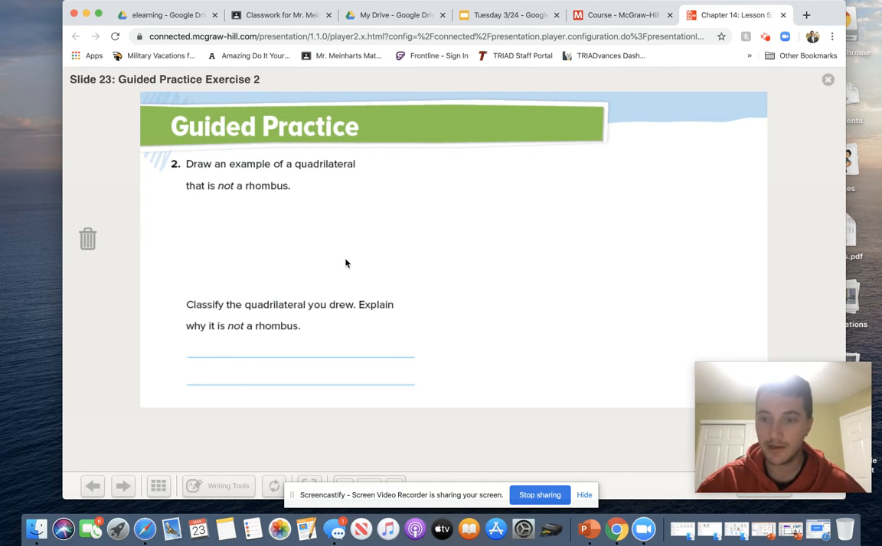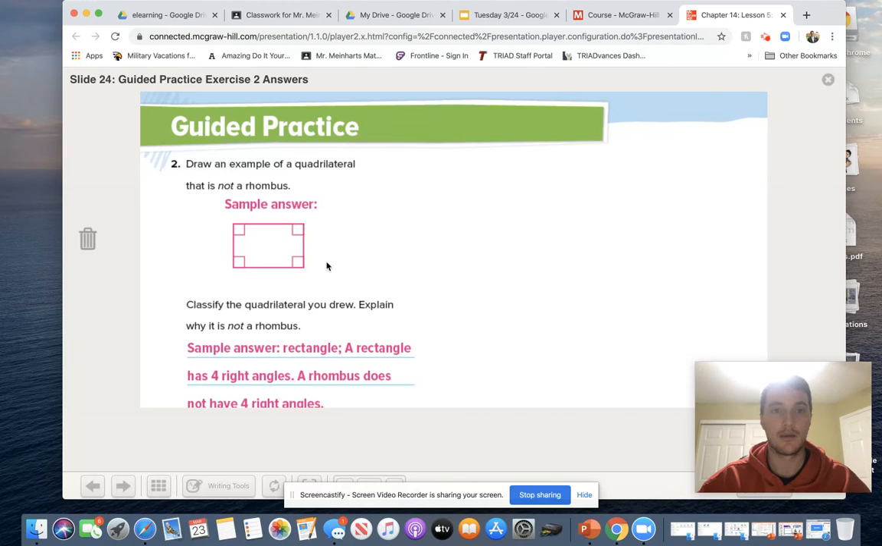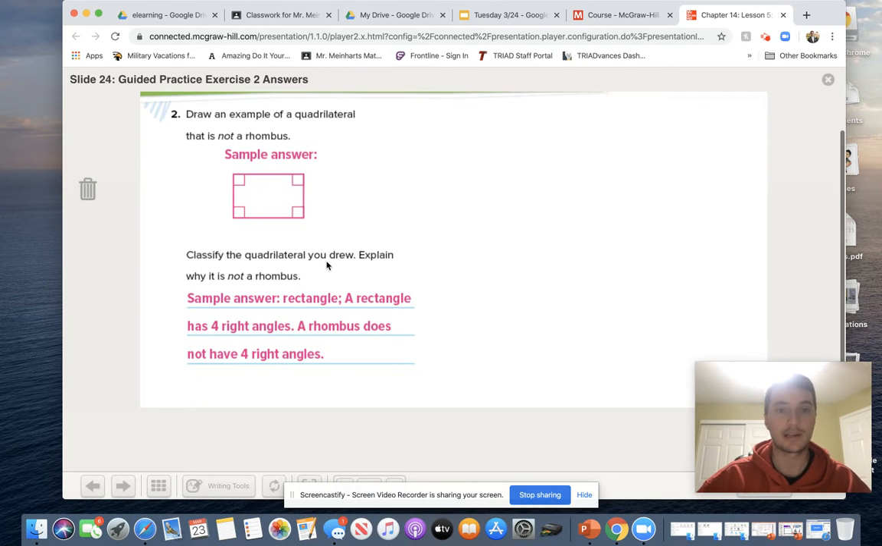Again, look back in your notes. Look back at that page we just went over. Pause the video, answer this question. Boom. A rectangle. A rectangle has 4 right angles. A rhombus does not have 4 right angles.